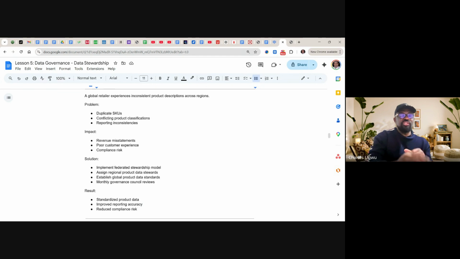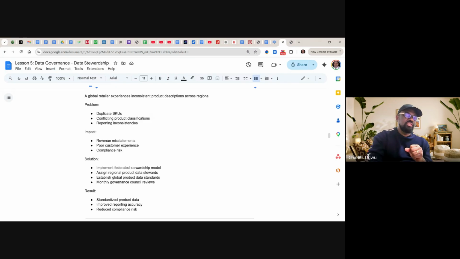So in your CV, you should be able to show what you've done. When you are showing your CV, you should be able to show: this is the problem this company was having when I was hired as a data governance steward officer, when I came in. This is the impact of this problem. I brought in this solution, and after this solution, I got this result. This is how your CV should look.